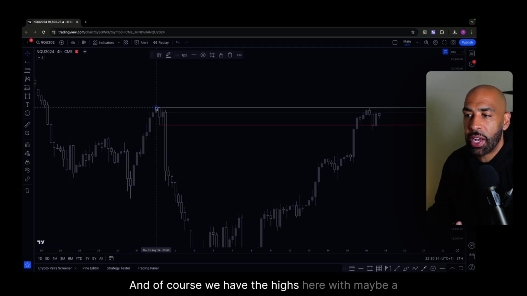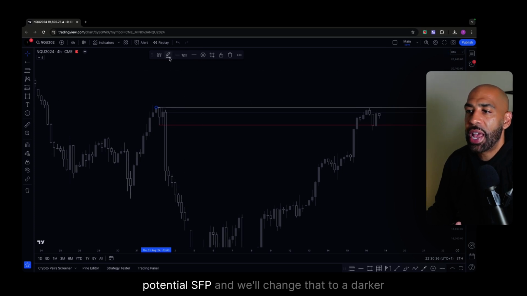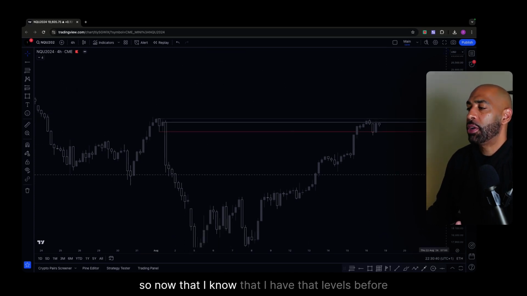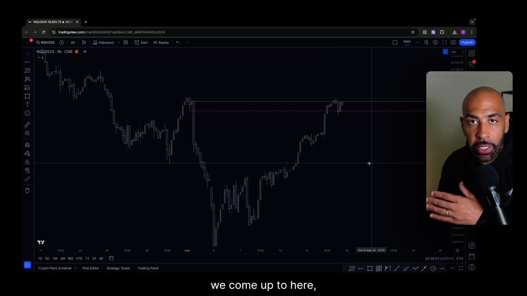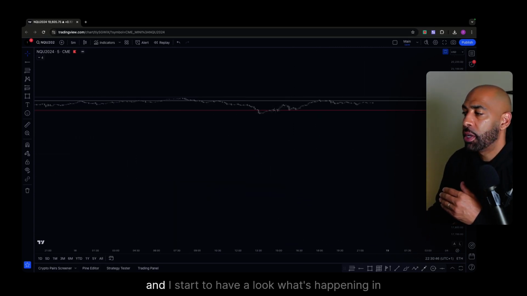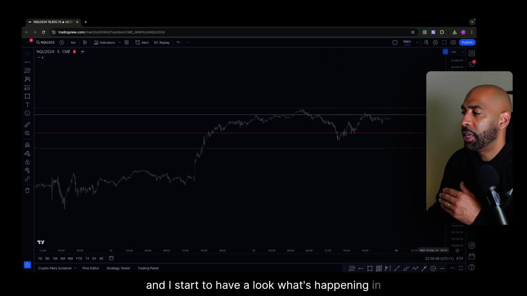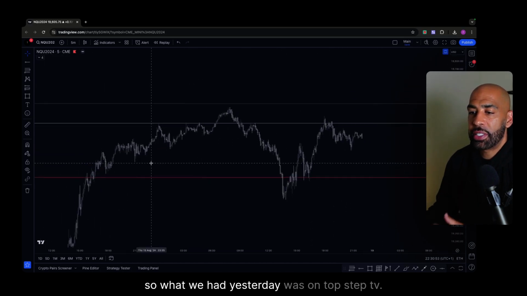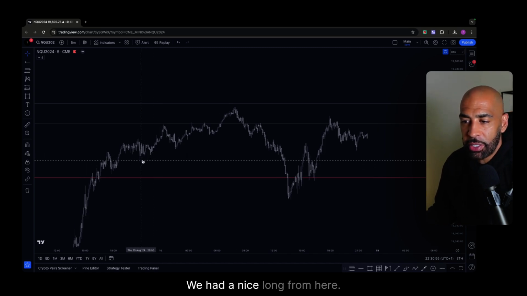And of course, we have the highs here with maybe a potential SFP, and we'll change that to a darker level. Okay, so now that I know that I have those levels before we come up to here, I then go down to the 5-minute time frame, and I start to have a look at what's happening in that level. Okay, so what we had yesterday was on Top Step TV, we had a nice long from here.